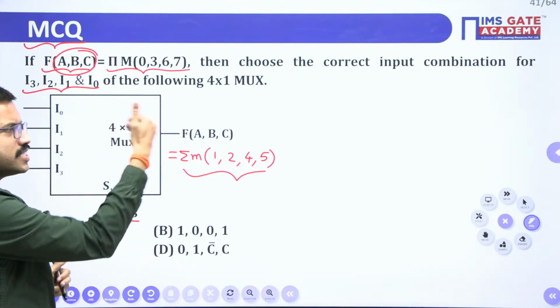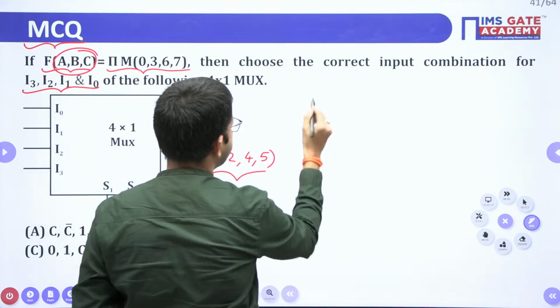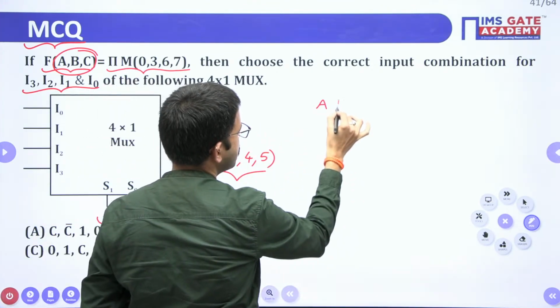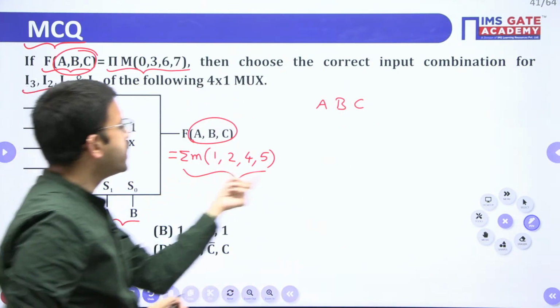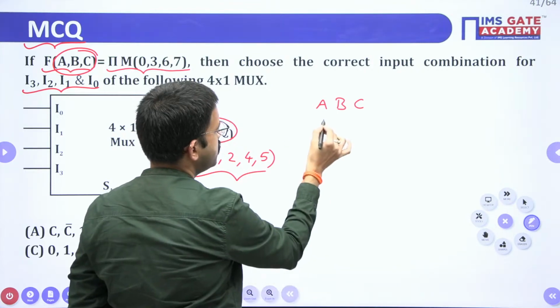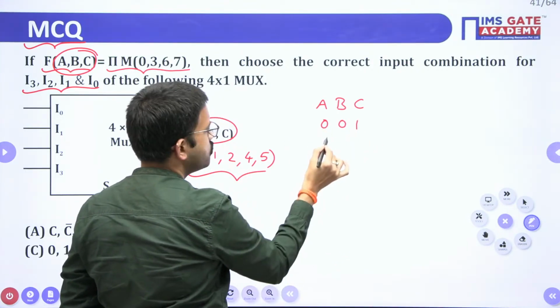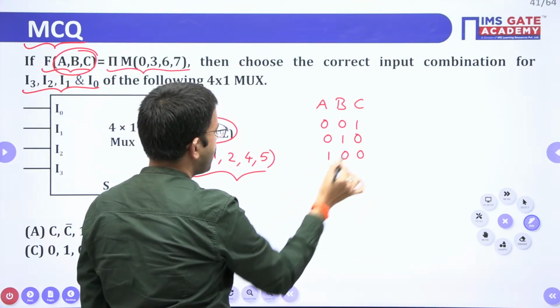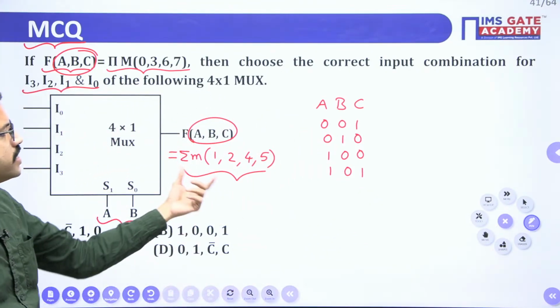That's why I discussed the earlier question in the conventional approach first and then the shortcut method. Now once you get this, the variables are ABC, so just write the variables in order as it is. Now for these 4 combinations, write the equivalent binary. 1 is nothing but 0 0 1, 2 is 0 1 0, 4 is 1 0 0, and 5 is 1 0 1.